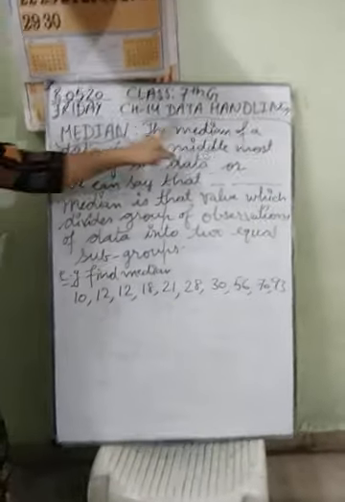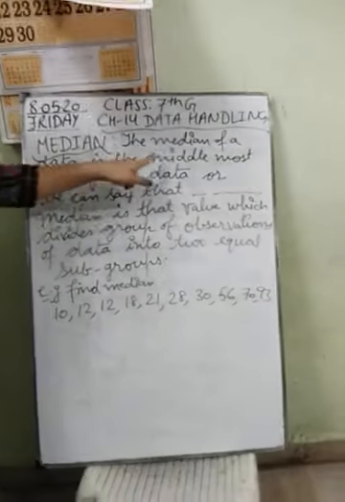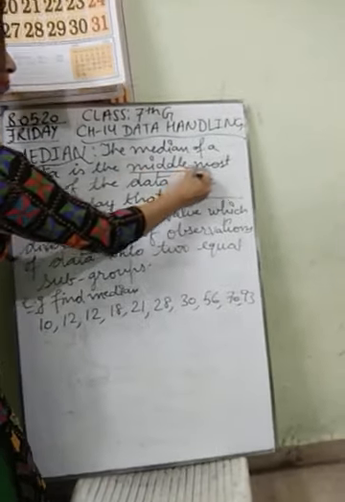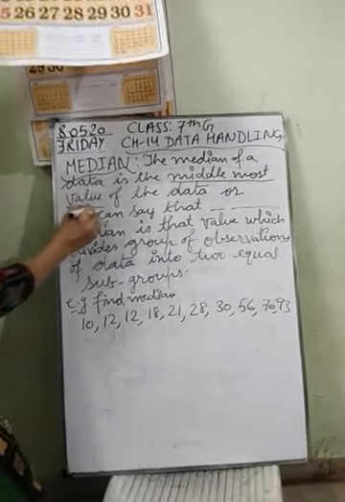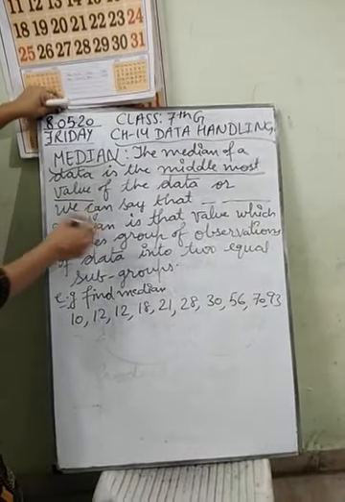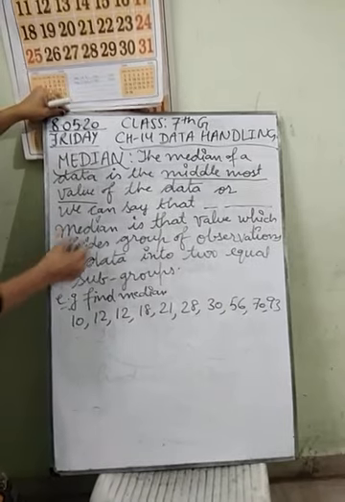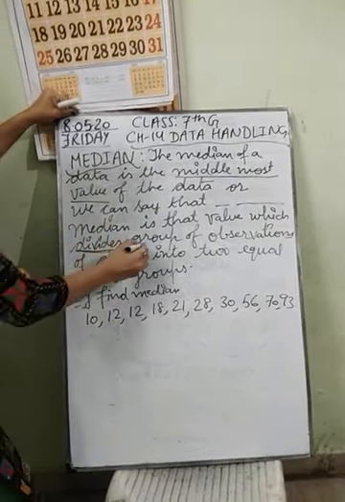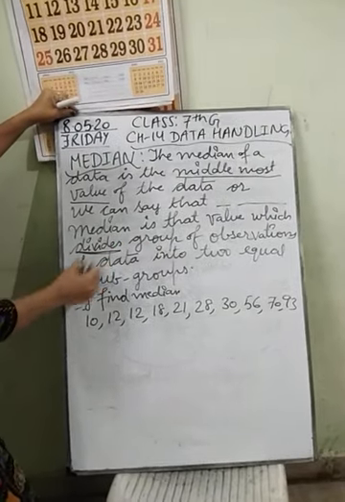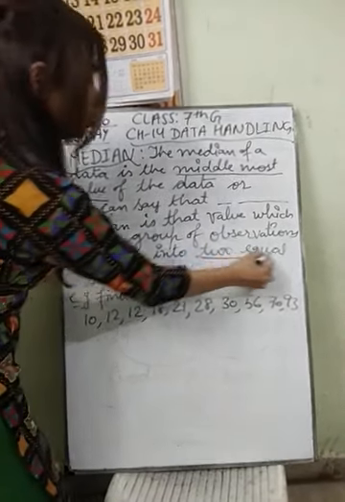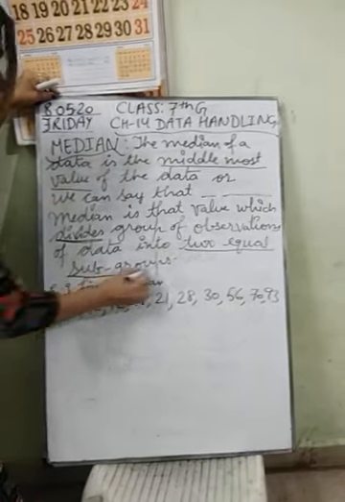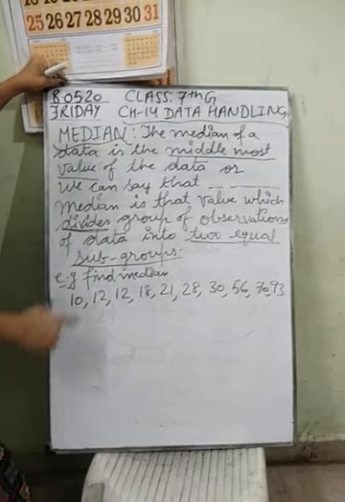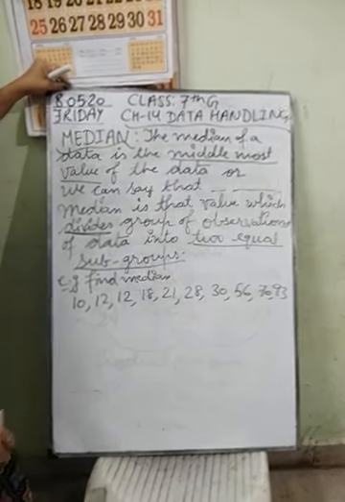The median of a data is the middlemost value. Okay, I am underlining it. It's the middlemost value of the data, or we can say that median is that value which divides group of observations of data into two equal subgroups. Okay guys, for example, you have to find median.